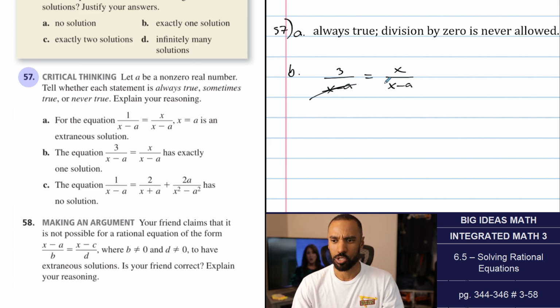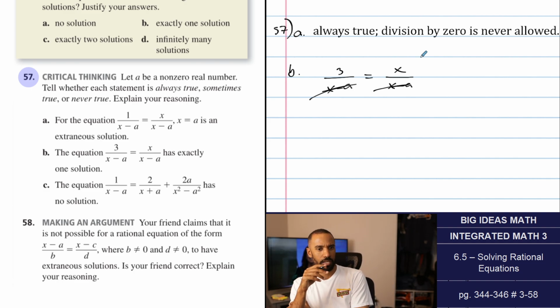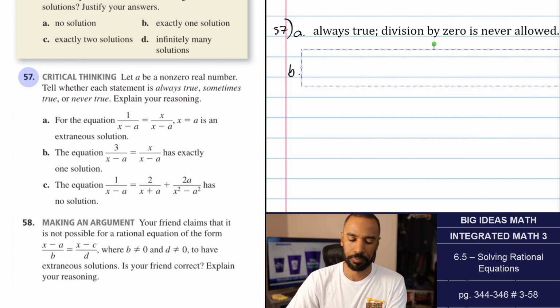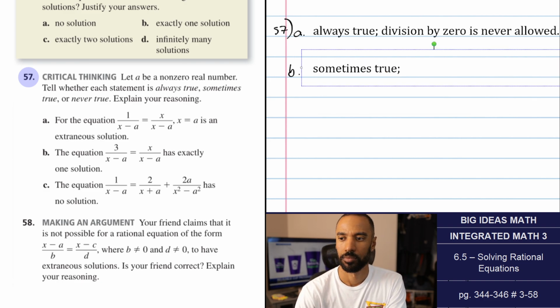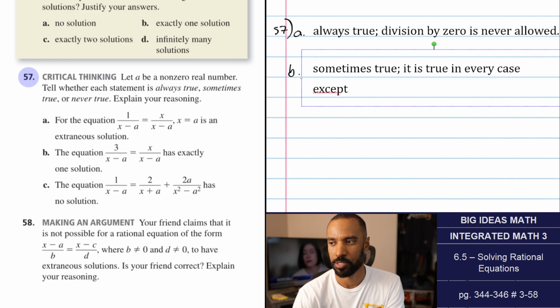These are both x minus a's, right? All right, x equals 3. There it is. There it is. Now, the problem is, I forgot they're the same denominator. The problem is, x equals 3 would not work if a is 3. So I guess x equals 3 would be the one solution, with the exception of when a equals 3. So this is sometimes true. It is true in every case except if a equals 3, in which case there are no solutions.